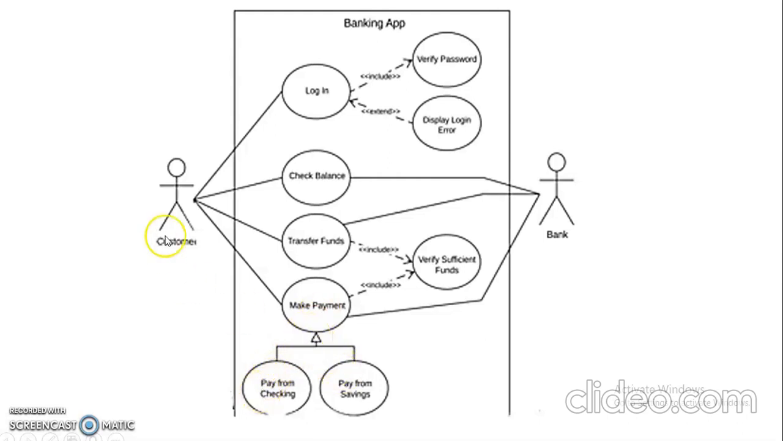Okay, so 4 types of relationship. Normal stick arrow is association, dotted arrow from base to dependent is include, dotted arrow from dependent to base is extend, and hollow triangle arrow from superclass to subclass is known as generalization. So this is the overall diagram for the e-banking application.